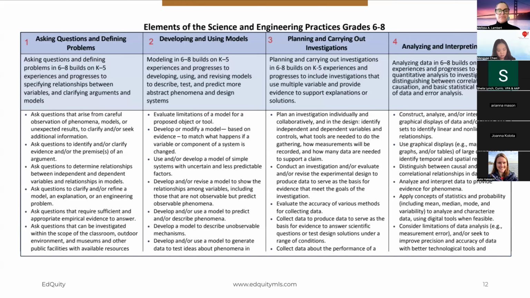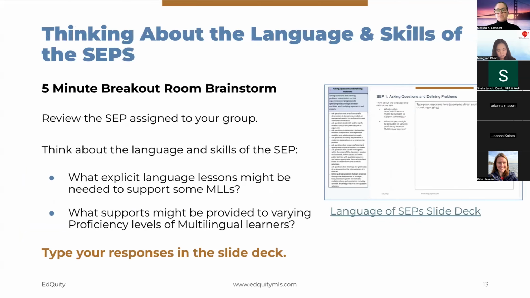Or we might provide sentence starters as a support for different types of questions we might ask. So these are 2 examples of the types of explicit lessons and or supports we might give just for that science and engineering practice. So we are going to have you go into a breakout room and you will review the science and engineering practice assigned to your group.